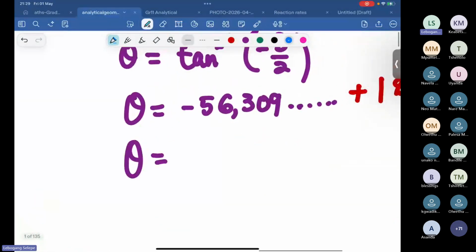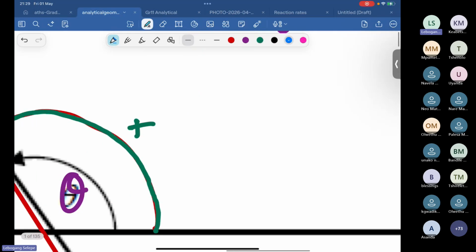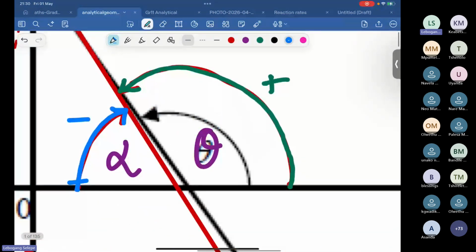So for us to calculate the angle theta, we need to add 180. And why are we adding the 180? We are adding 180 because alpha and theta are angles on a straight line. And we know that adding them all together, we're supposed to be getting 180. So that's why we're just saying plus 180. It's like we're just saying 180 minus the angle alpha. And that is going to give us theta. And that's what we're doing.